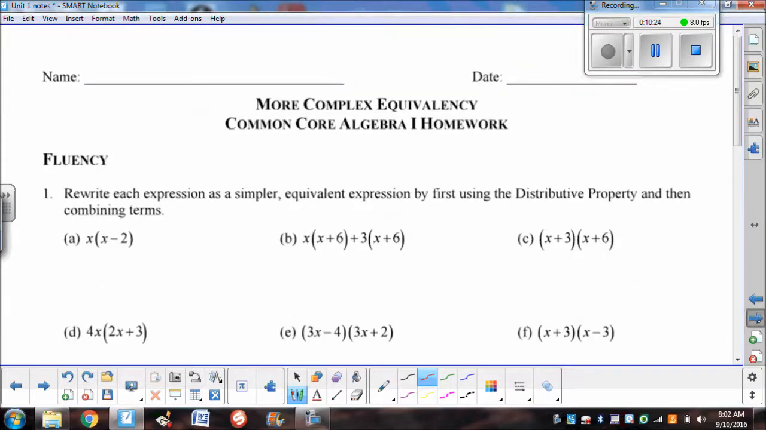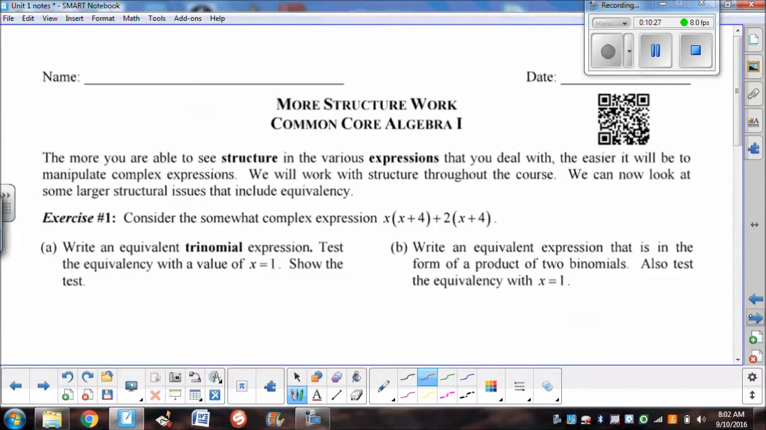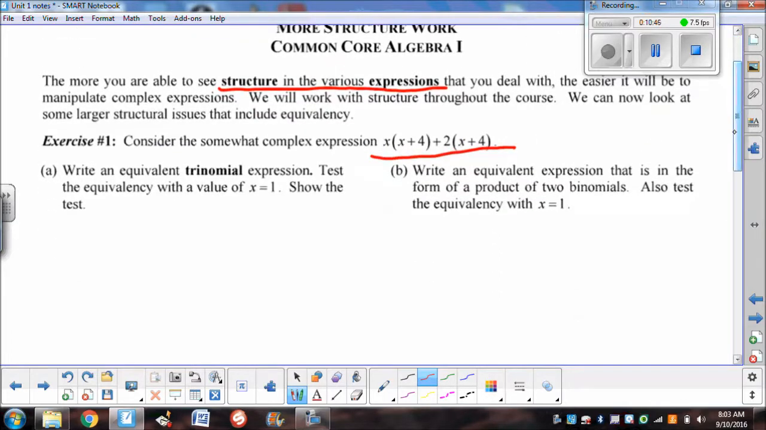So let's hop over to our next lesson. So dealing with some more structure, I like to think about when they mention structure, we're talking about patterns, trying to see patterns in the math. So let's look at that expression. When you examine that, hopefully you're looking for some patterns, some things that are in common. And my eyes are kind of drawn to, I see there is an x plus 4 there and an x plus 4 there. So let's see if that does anything for us.